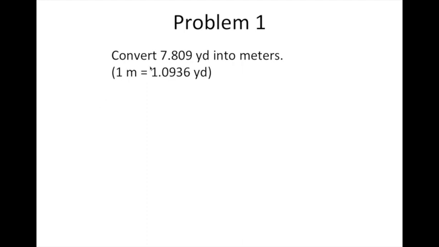Let's say that we have 7.809 yards, and we are asked to convert that into meters. The equivalency here is 1 meter is equal to 1.0936 yards. So take a minute, pause the video, and solve this problem.